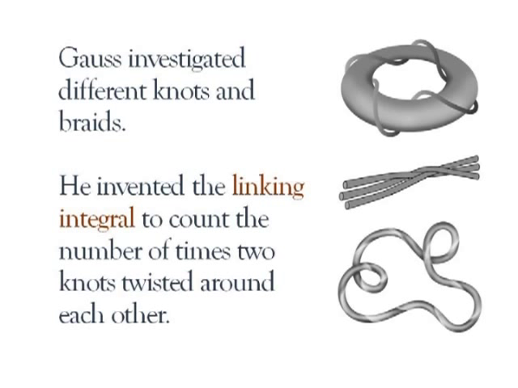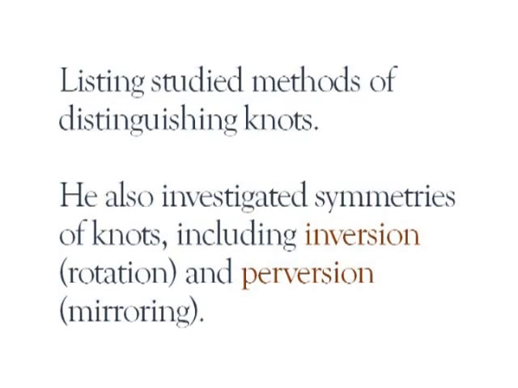He was trying to look at if you had two lines of wire with currents running through them, how would the magnetic fields change around each other? And he invented a certain integral that would calculate the number of times that a knot would be linked to another knot. And then his student Listing was on the more abstract mathematical route, investigating the symmetries of knots. So what happens if you rotate a knot? Does it stay the same, or does it look different? Or perversion, as he calls mirror imaging. If you look at the knot in the mirror, does it become a different knot, or is it the same thing? So that's what Listing and Gauss had done.